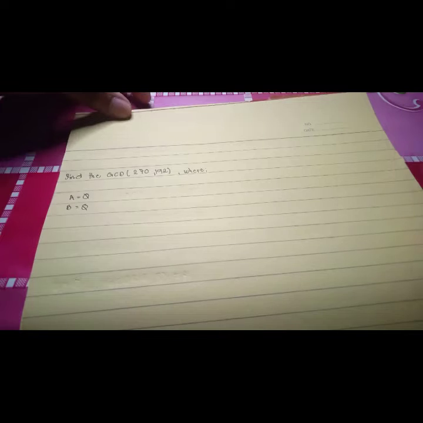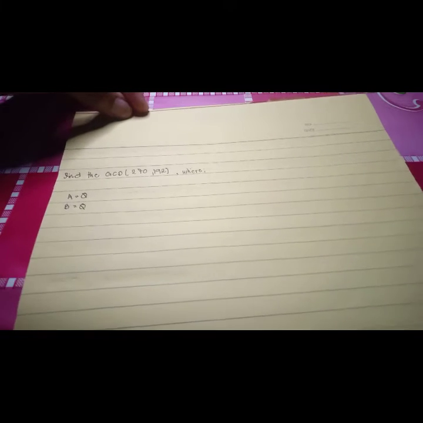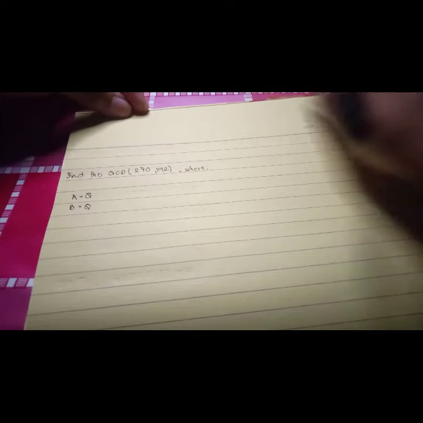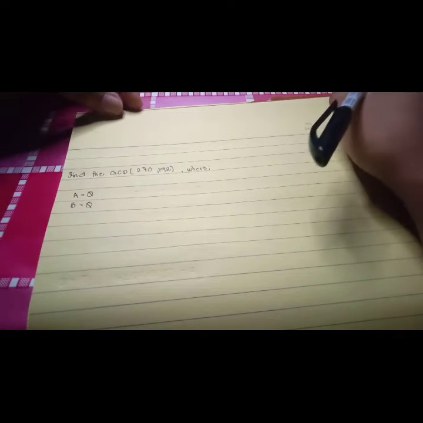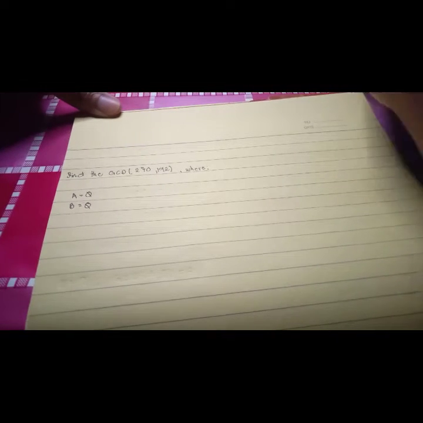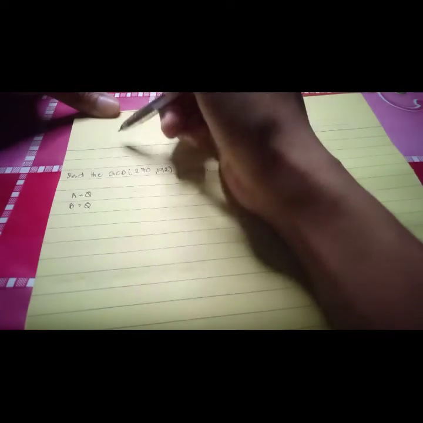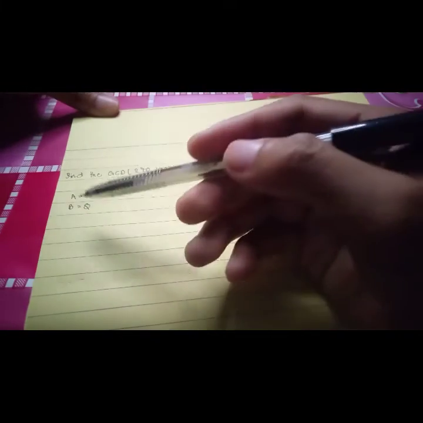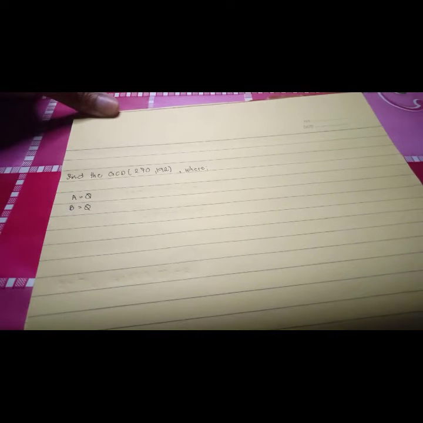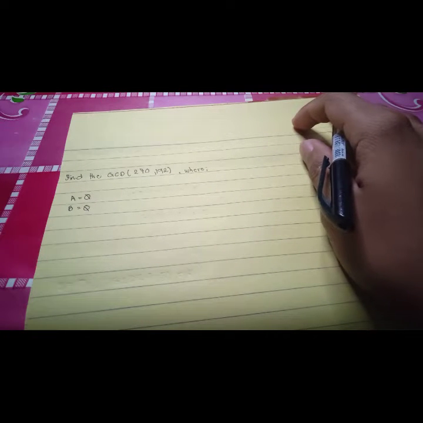So here is another example. Find the GCD of 270 and 192, where integer a is not equal to 0 and b is not equal to 0. To find the GCD, we need to use long division.